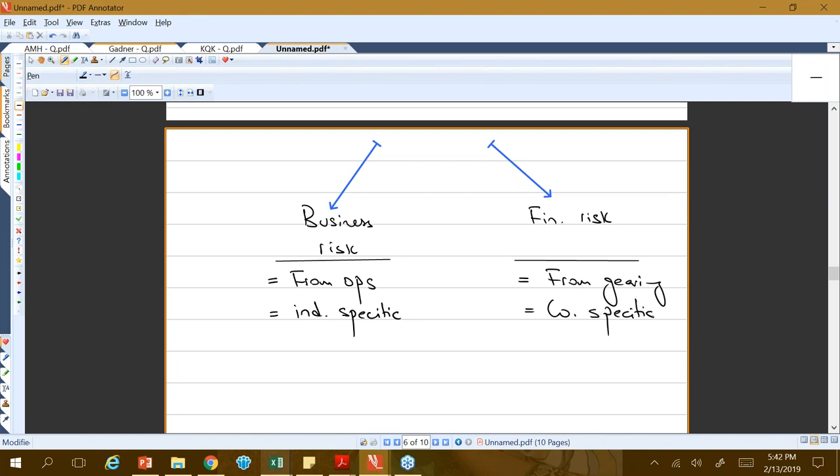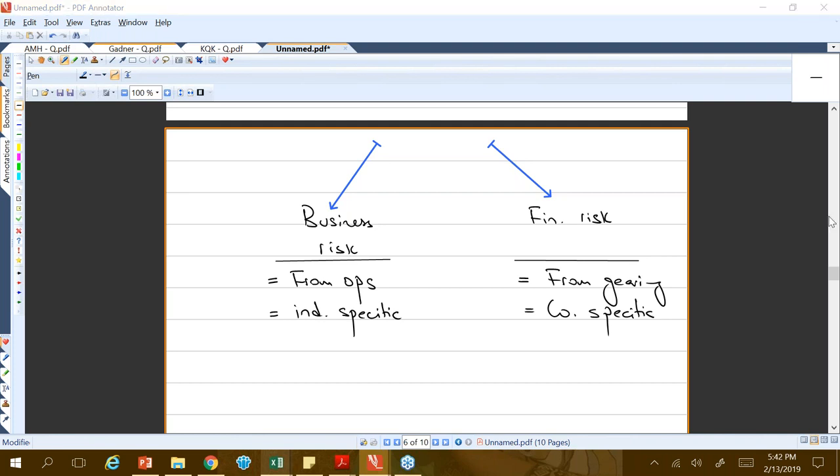Can you tell me by leaving comments in the question box which of these two risks can be zero? Is it the business risk which can be zero, or is it the financial risk which can be zero? Waiting for your answers here. Which of these can be zero? Is it the business risk or the financial risk?